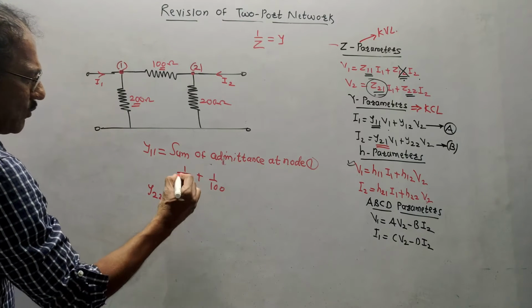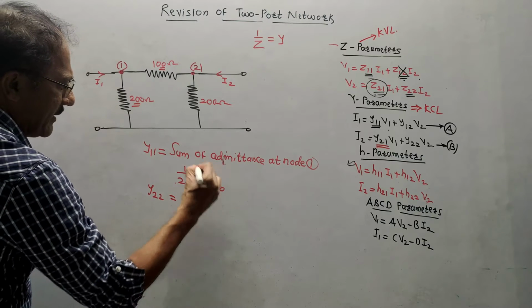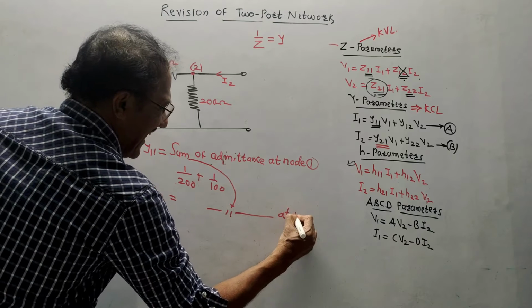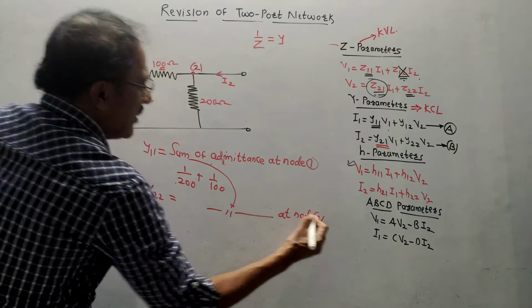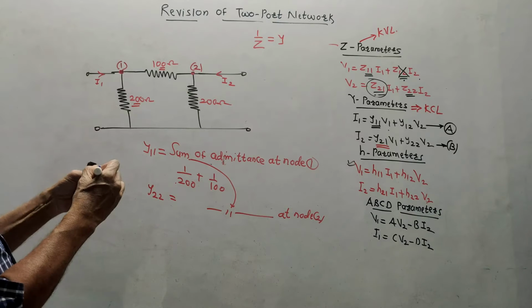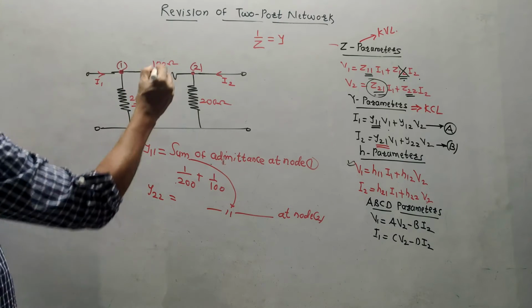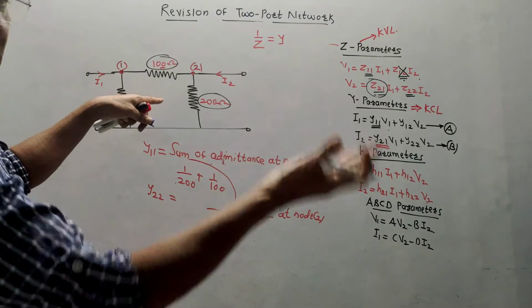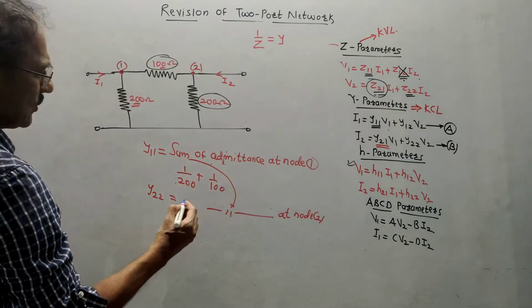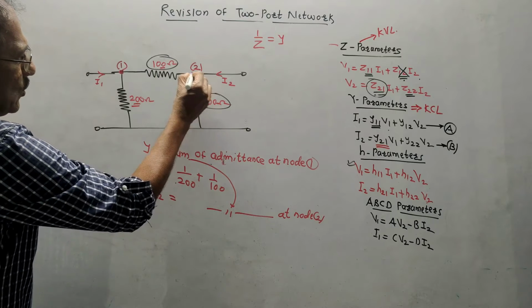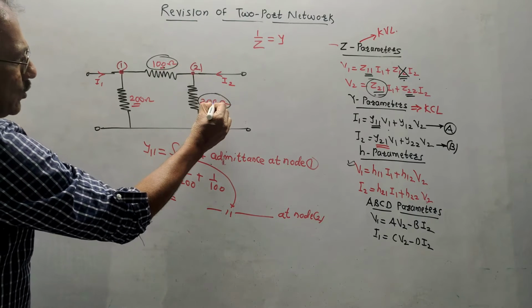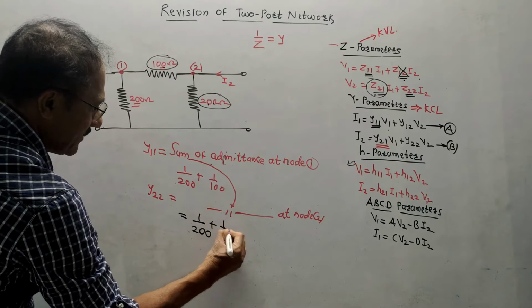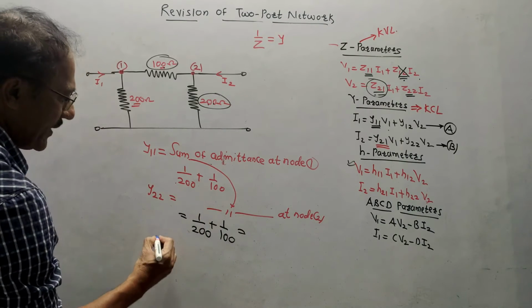Similarly, the formula for Y22 is the summation of admittance connected at node 2. Now at node 2, what are the admittances connected? I have considered the same values, so you might be thinking you are getting the same answers, but if the values are different, definitely you will get a different answer. To node 2, 100 ohm and 200 ohm are connected. So it is again 1 by 200 plus 1 by 100. You will get the value of Y22.